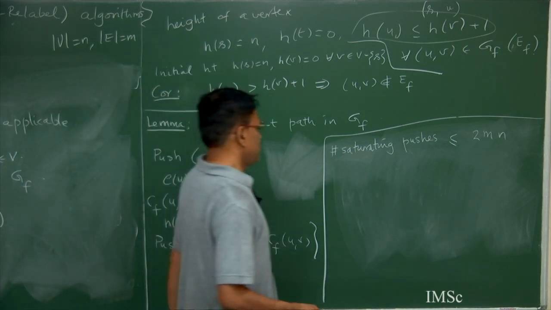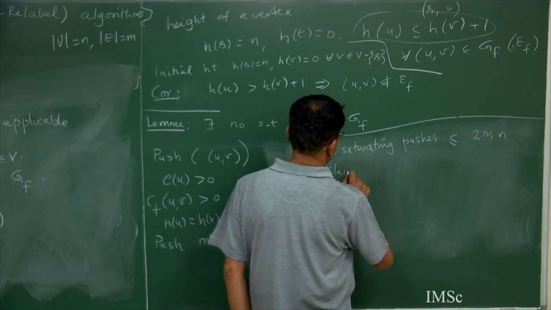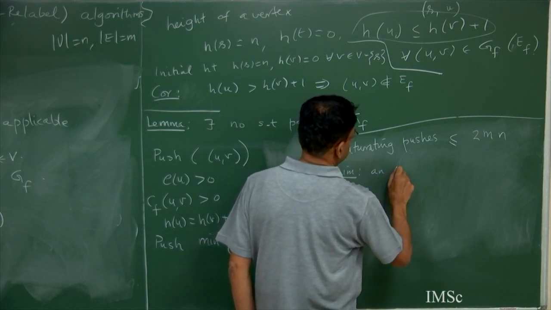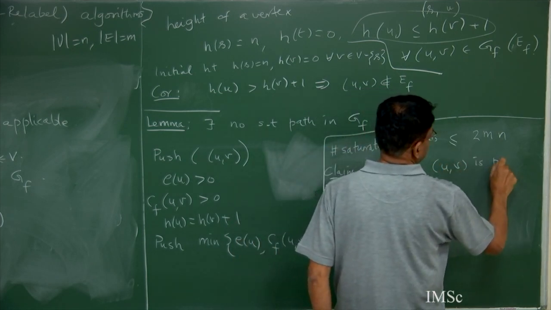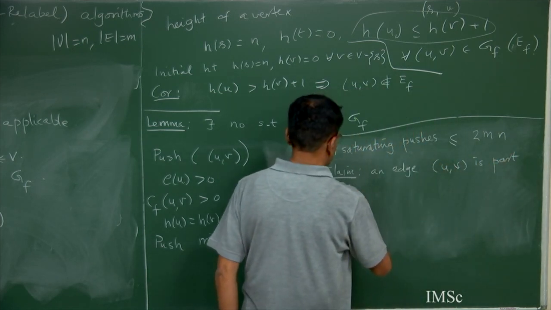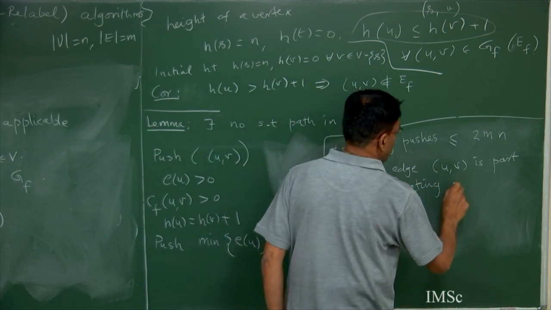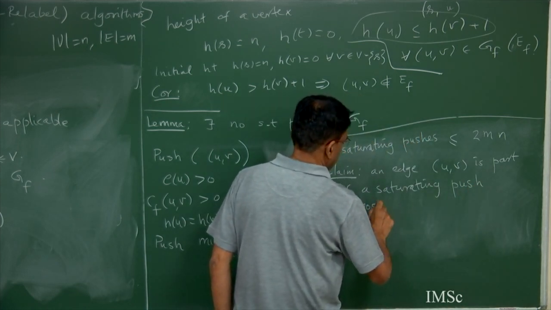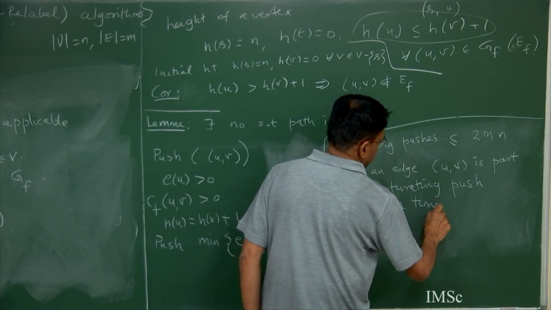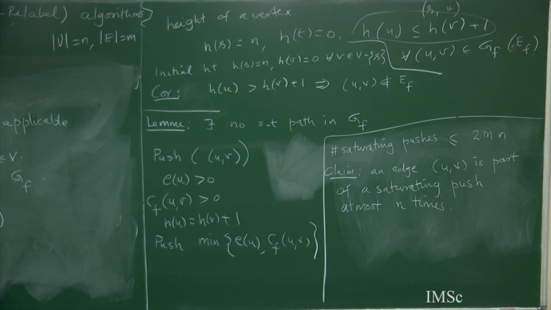I already said the argument. We just need to fill up the details. So the claim is an edge UV is part of a saturating push in the whole algorithm at most n times, strictly less than n, but yeah. Okay, what's the argument?